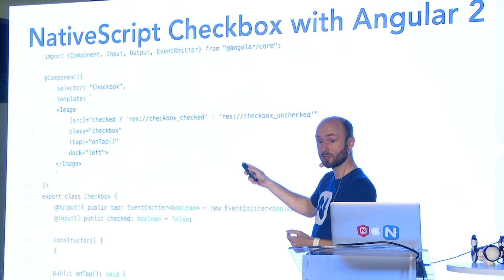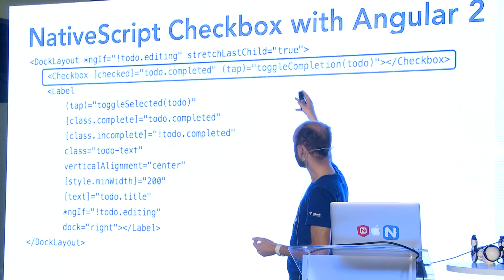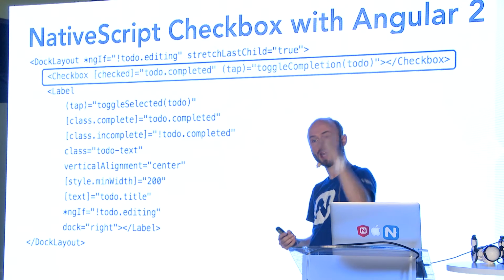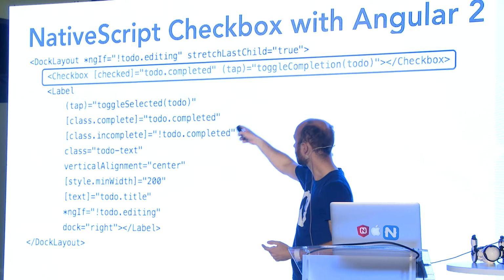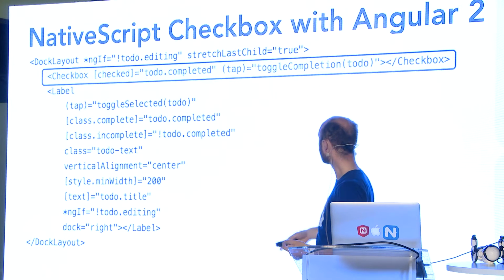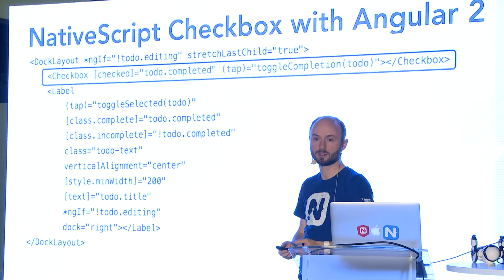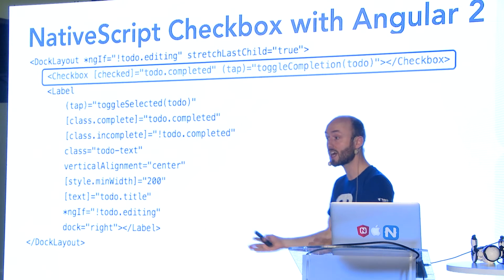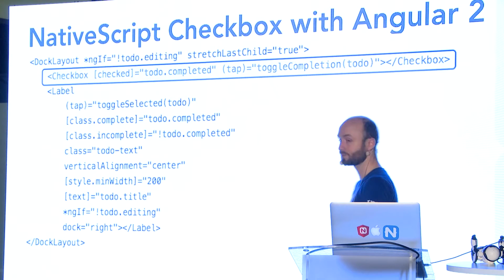Having created this component, we could then go and create a view where we can display different items, and then use our checkbox straight away and bind to the checked property and also to the tap event. This is just standard Angular 2 code, right? This is the stuff you know inside out.